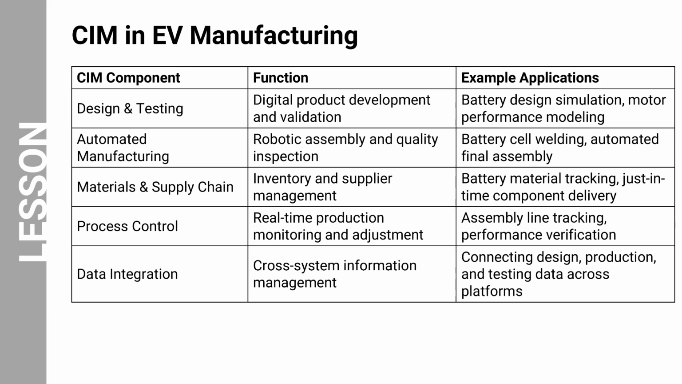Materials and supply chain management ensures efficient tracking of battery materials through just-in-time component delivery. Process control systems provide real-time production monitoring and performance verification across assembly lines.